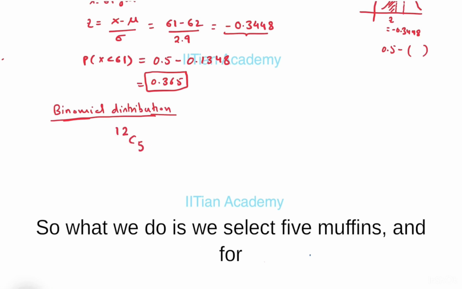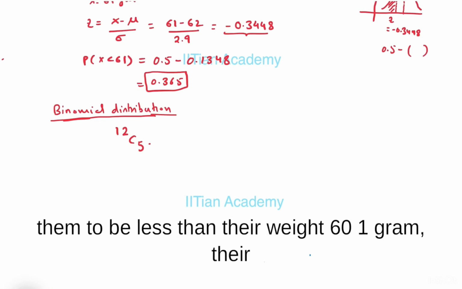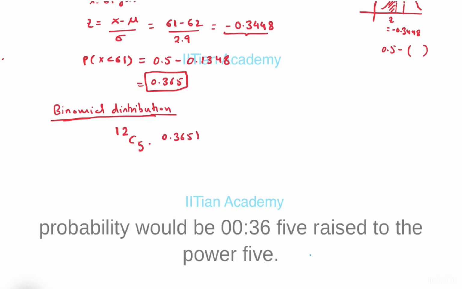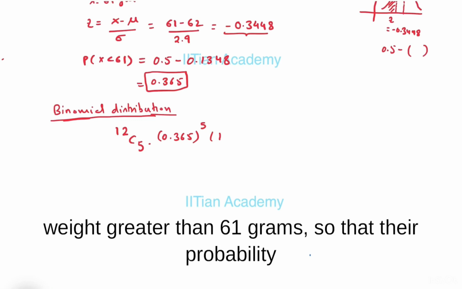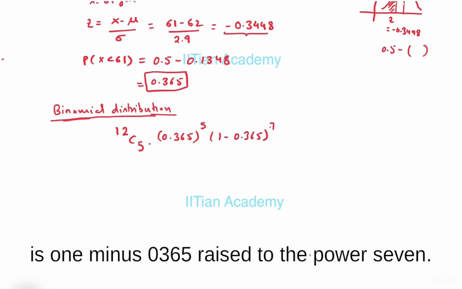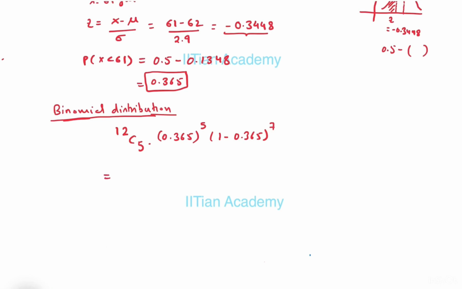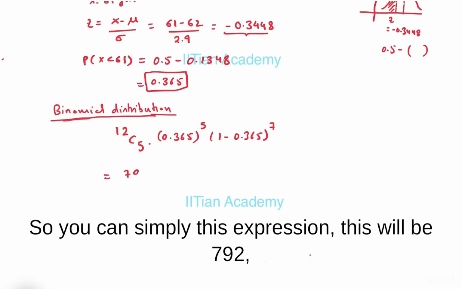So what we do is we select 5 muffins, and for their weight to be less than 61 gram, their probability would be 0.365 raised to the power 5. And the remaining 7 muffins will have a weight greater than 61 grams, so their probability is 1 minus 0.365 raised to the power 7. So you can simplify this expression.